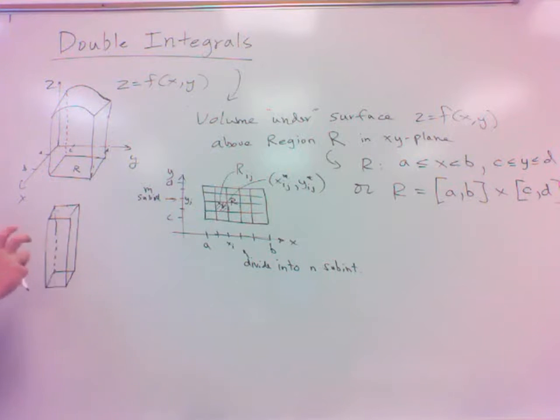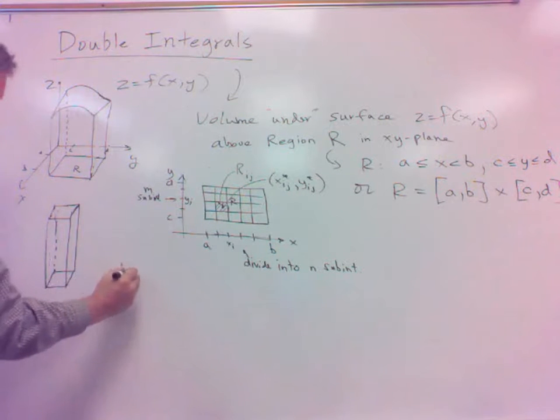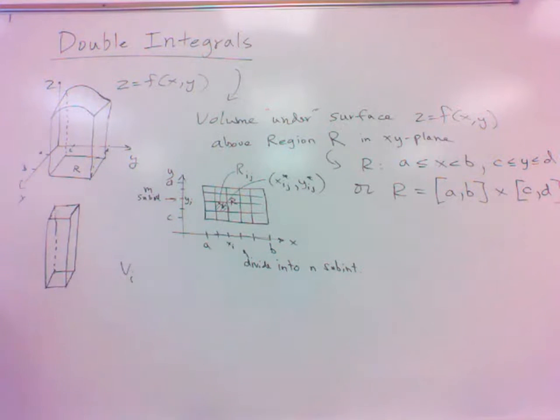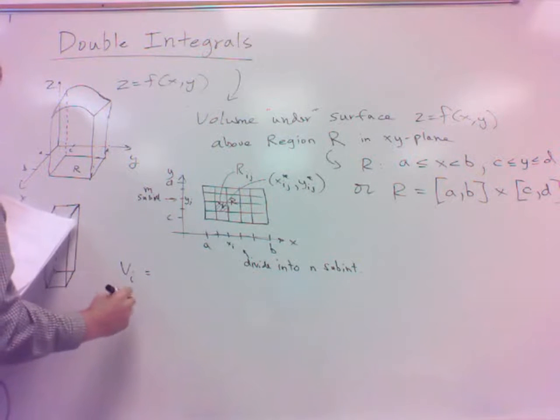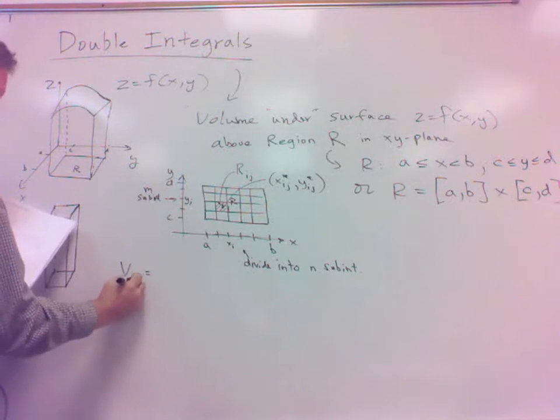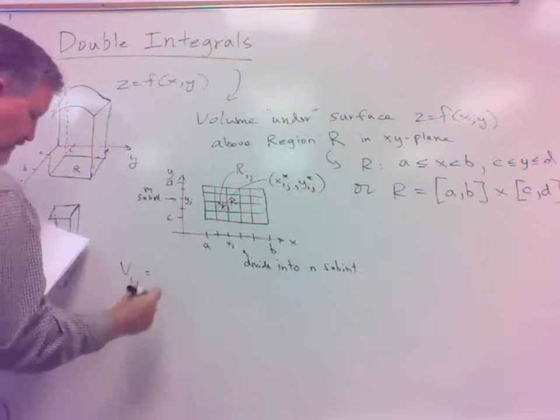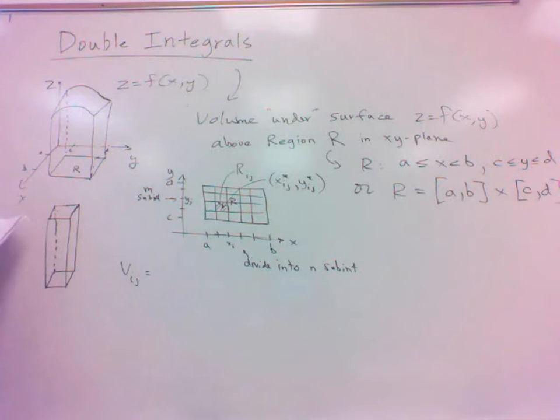And so each one of these thin rectangular boxes, we can calculate the volume. So let's call it V sub i. I think that's what I'm going to call it. So each of those V sub i's, V_ij or whatever you want to call it, how do we come about the volume there?